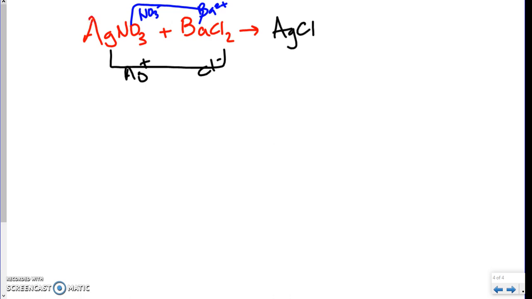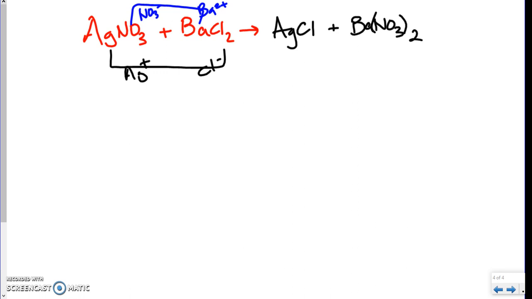So when we write the products for this reaction, silver chloride is going to be 1 silver and 1 chlorine, because both are +1 and -1 charged. The 1 and 1 go together to make 0. And then when we make our barium nitrate, barium is a +2 ion, so it will take 2 nitrates. So I have to put that in parentheses. 2 nitrates to go with 1 barium. That's barium nitrate. Now, we look at our solubility rules.